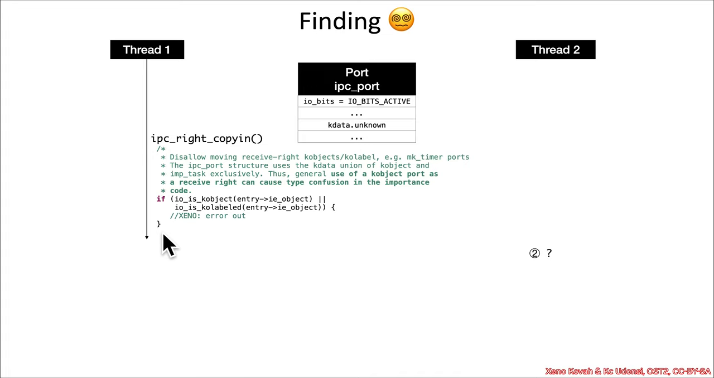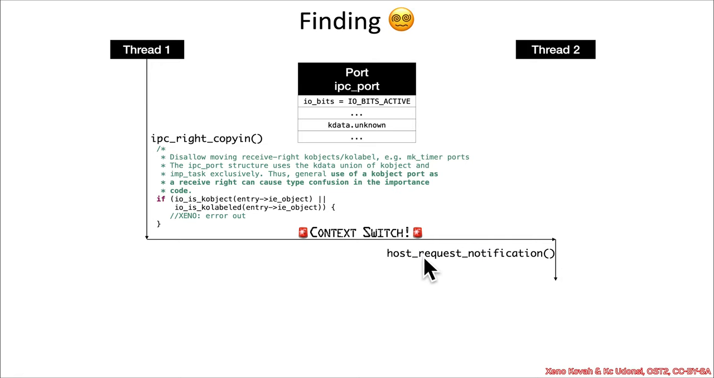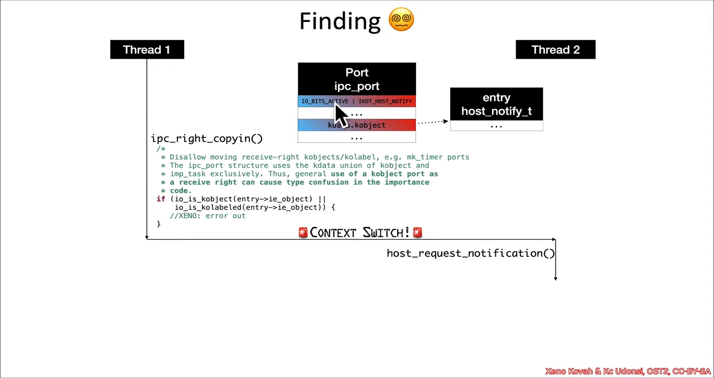But what if right after it finishes that sanity check, the context switches and some other thread goes and runs? And what if that thread calls this fun little function host request notification? So host request notification, in a nutshell, creates an entry of host notify type, takes the IO bits, which says what type is being referred to in the K data, it says, you know what, this is actually pointing at a host notify type. And so then it points over here, and now all code subsequent to this is supposed to interpret the K data field as holding a K object of type host notify. So this function is just a convenient little way for an attacker to change out the type of this object that is being pointed to.